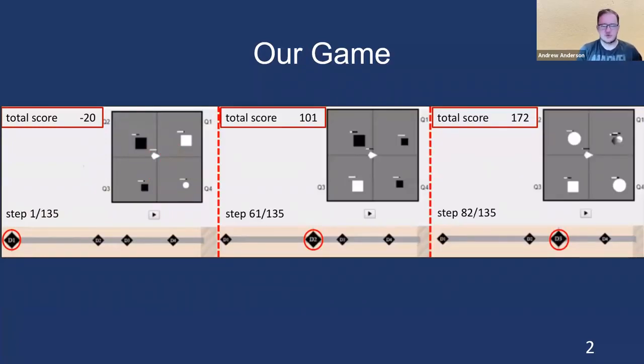So once it goes through and makes that decision, it has to destroy that object or be destroyed. And if it destroys the object, it continues to make decisions until it's destroyed.